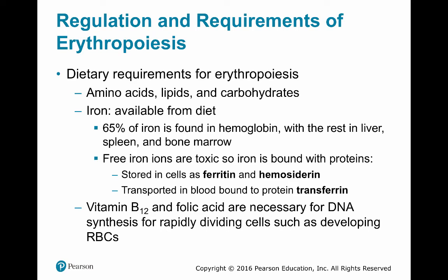B12 and folic acid are necessary for DNA synthesis for rapidly dividing cells, such as the developing red blood cells. As you know, we don't perform mitosis later. So it's very, very important for us to have those to allow for the initial red blood cells to be made. And so if we're making red blood cells, it's also important that we remove them as well.